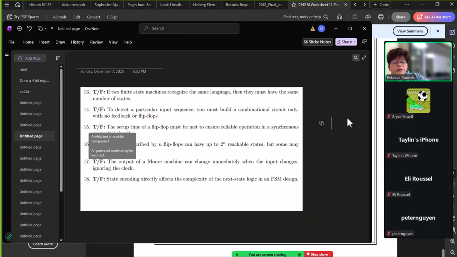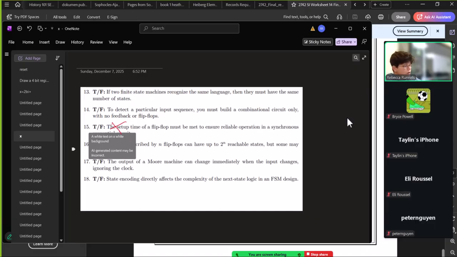I don't think that y'all talked much about setup time or delay time. So we won't worry about 15. This next one says, a FSM described by n flip-flops can have up to 2 to the n reachable states, but some may remain unused. Yes, that is true. The output of a Moore machine can change immediately when the input changes, ignoring the clock. That's false. But remember, we said Mealy could actually, but Moore cannot.